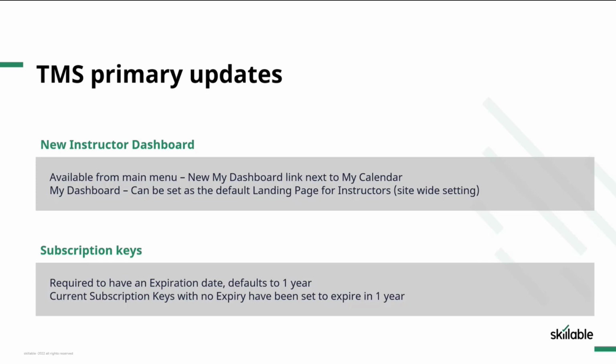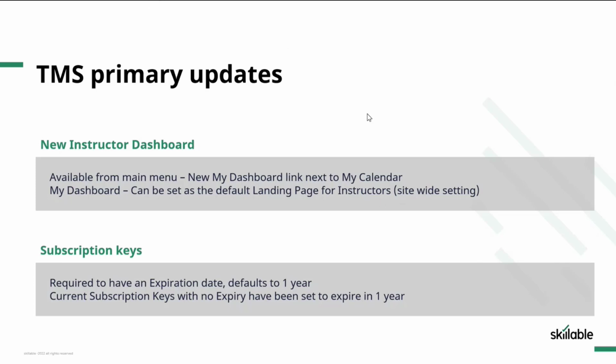When you create new subscription keys, they have to have an expiry date. We're setting the expiry date to a default of 1 year, but you can change that option. You can go in there and change the date. But what's really important, if you use our TMS for self-paced learning, if you have sets of subscription keys which you've created with no expiry date, they will get a 1 year expiry date applied to them when this update gets rolled out. So bear that in mind.